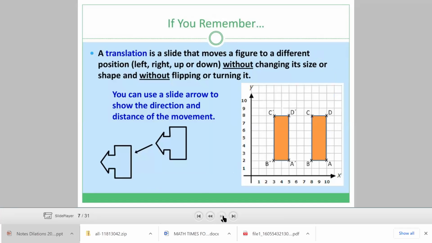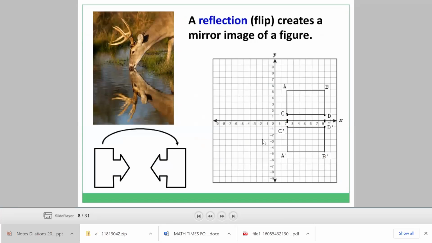All right. So a translation is a slide, that's the answer, that moves a figure to a different position, left, right, up, or down, without changing its size or its shape, and without flipping or turning it. You can use an arrow to show the direction and distance of the movement, or you can do it on a graph as you see here. Now, these were the answers to the two questions I asked you previously. The second one, a reflection, a flip, creates a mirror image of a figure. So as you can see, your answers were correct.